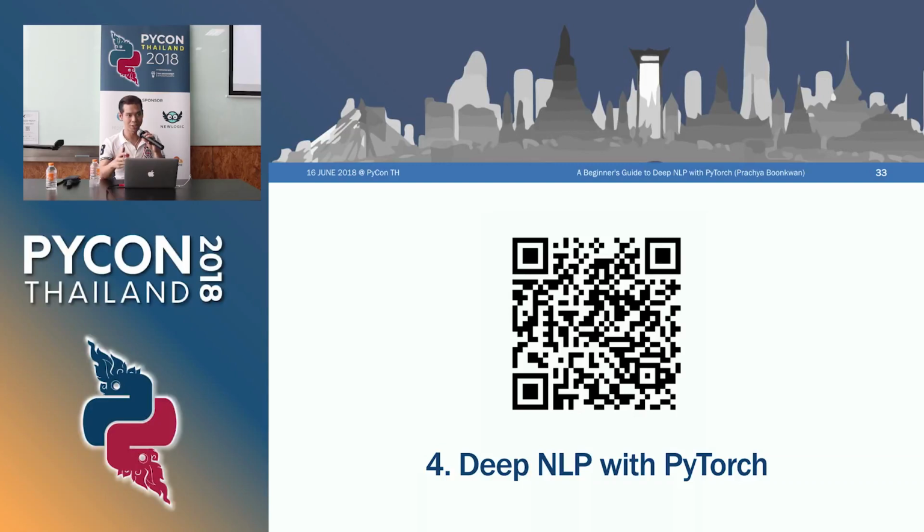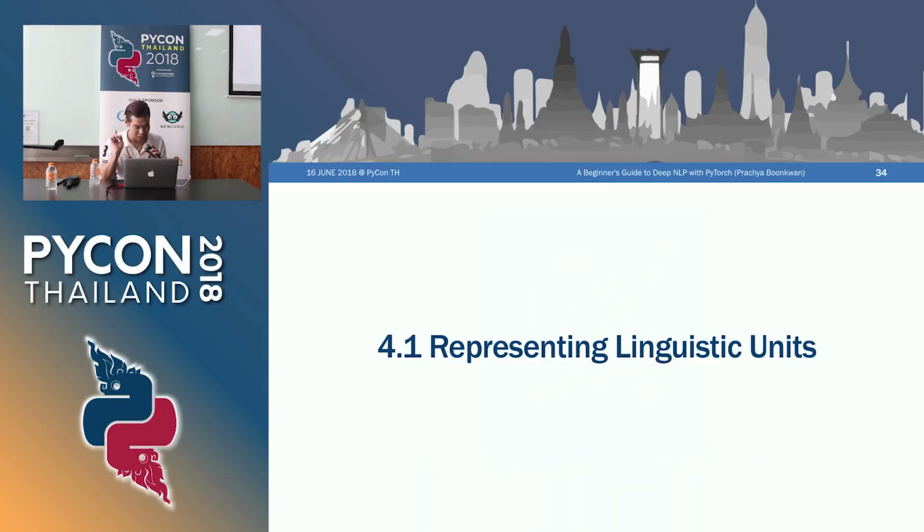In linguistics, we are talking about hierarchical structures, like from characters to syllables, from syllables to words, from words to phrases, from phrases to multiple word expressions, and into sentences, stuff like that. We can interpret that with deep learning. We can also represent that and learn that automatically from the data. So the first topic will be representing linguistic units in deep learning, especially in PyTorch.